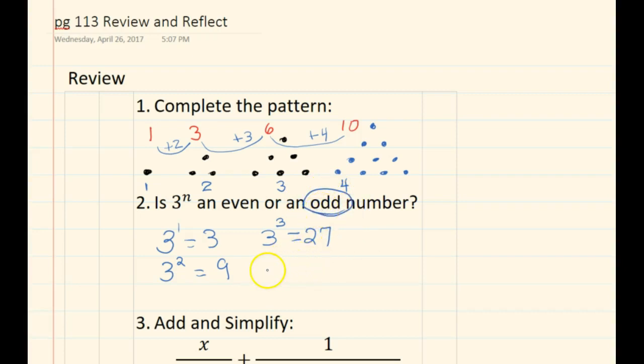If you think about it, we're always multiplying by an odd number, right? No matter what, we're always multiplying times 3, and 3 is an odd number. And we're going to find that it doesn't matter what n is, 3 to the nth power is an odd number.